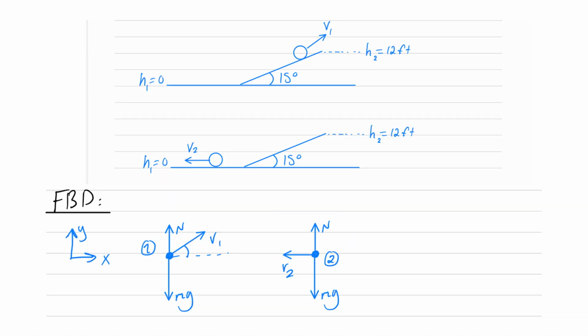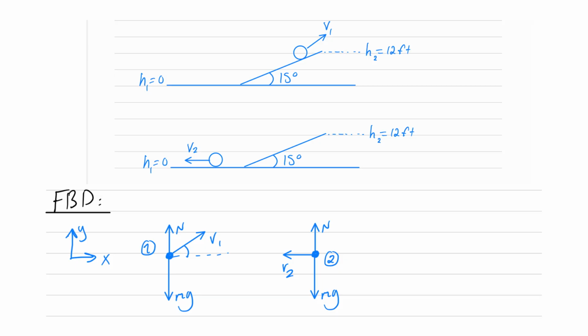So in my diagram, we have that the initial height is 12 feet. I kind of switched the values, but that's my fault. Sorry. Initial height is 12 feet. The second height of the rock is 0. The velocity going upwards is v1 at an angle of 15 degrees. And then once it's coming down the hill, again, the v2 is going to the left at a height of 0.